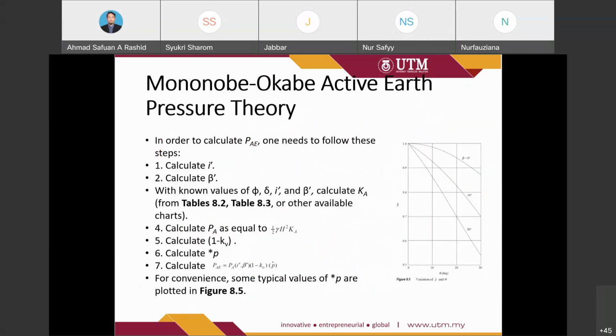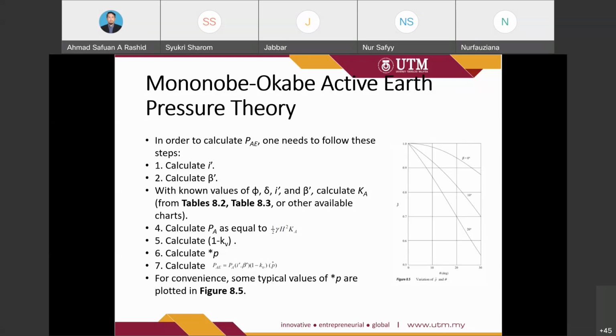Then calculate Pa, which is the normal equation, half times unit weight times h square times Ka. Then calculate the 1 minus Kv. The next step is to calculate the asterisk P. Once we have all the values, which are the Pa, I prime, beta prime, 1 minus Kv, and also the asterisk P, then we can calculate for the PAE.